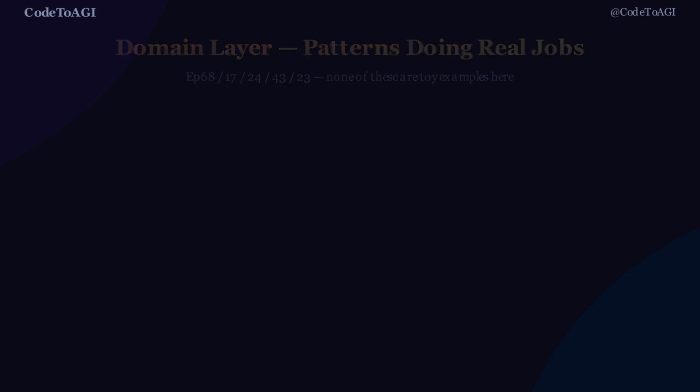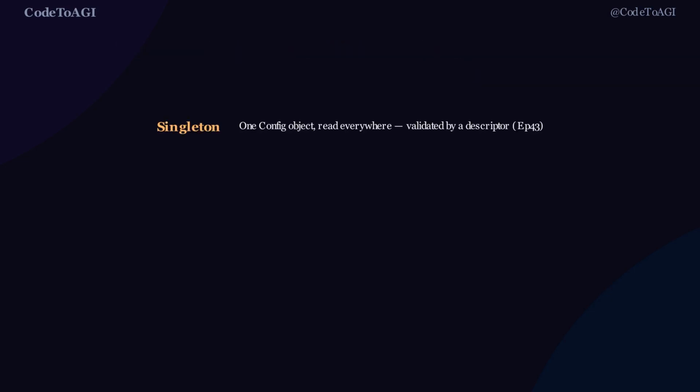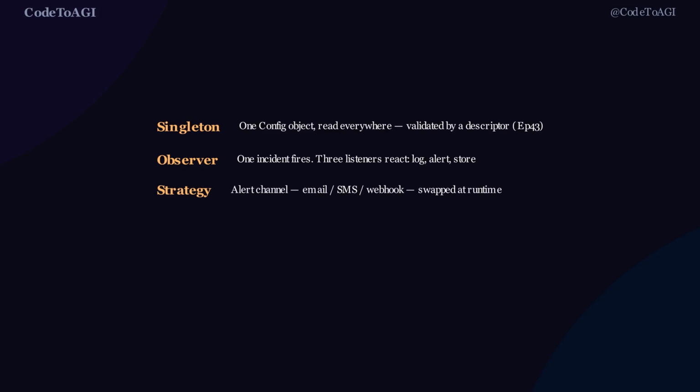Second failure: 3 different parts of the system all needed the same config, and started drifting apart. Singleton fixes that: one config object read everywhere, validated once through a descriptor. An incident fires. 3 independent listeners react. Log it, alert on it, store it. That's the observer pattern, not a metaphor, a real event bus.